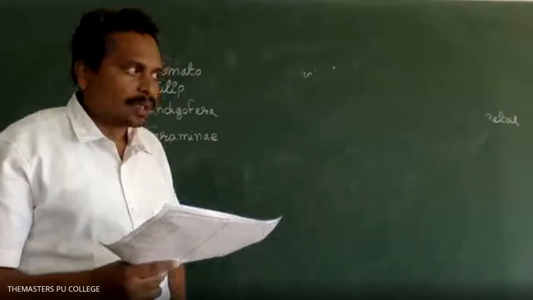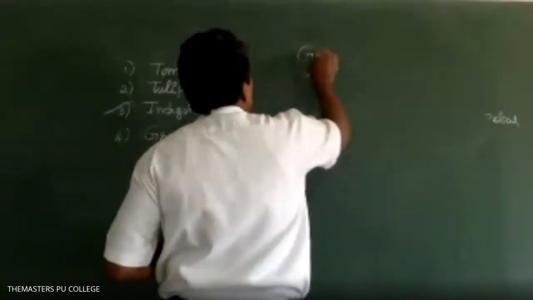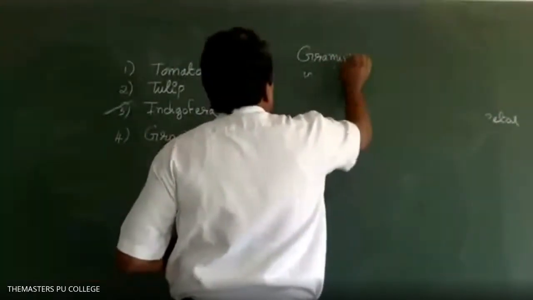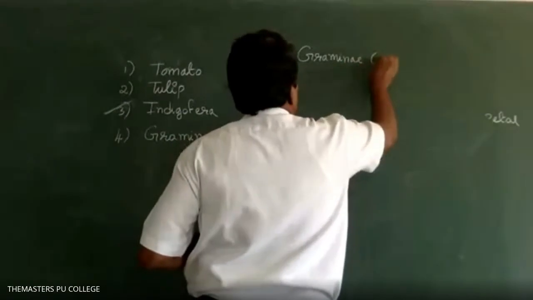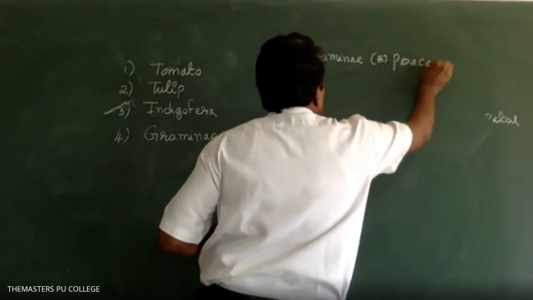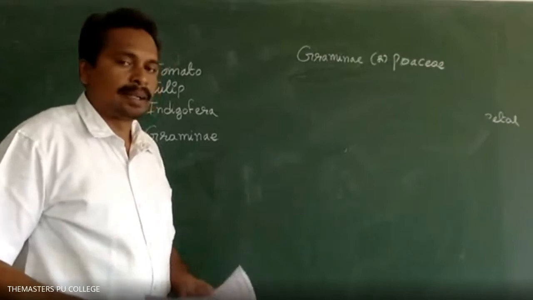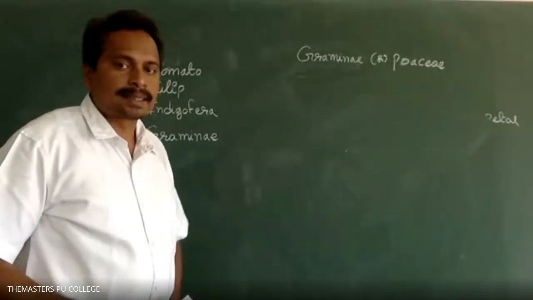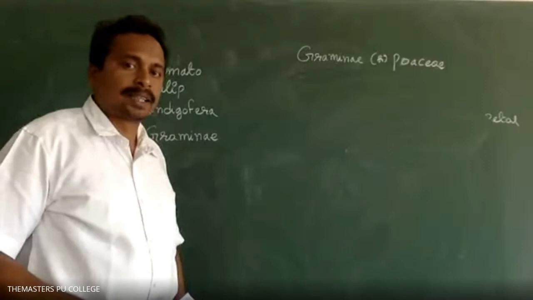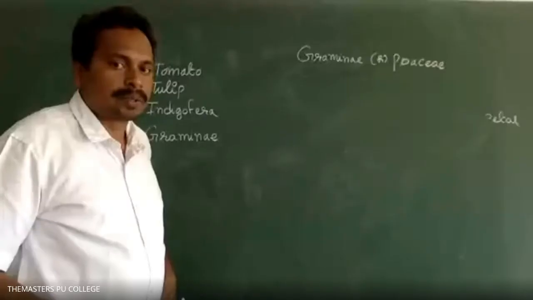Sir, what is Gramineae, sir? Gramineae or Poaceae is one of the families. Rice, wheat, maize, cereals, barley, ragi, grasses and sugarcane are examples of Gramineae or Poaceae. Is it clear? Yes, sir. Thank you. You're welcome.